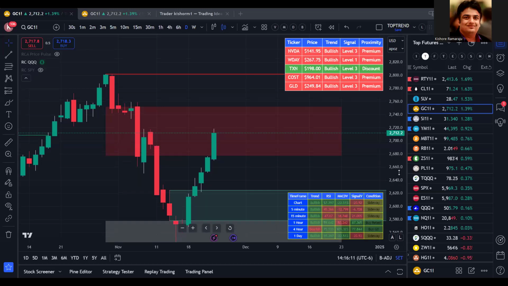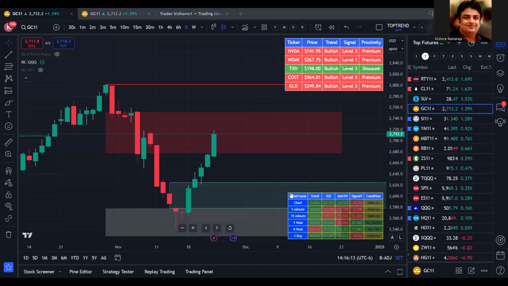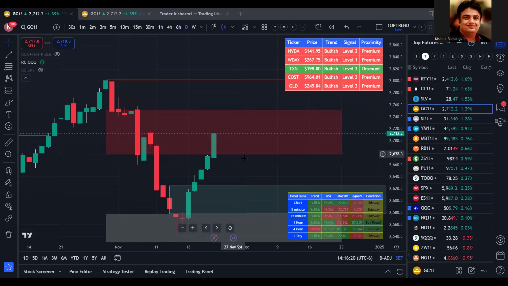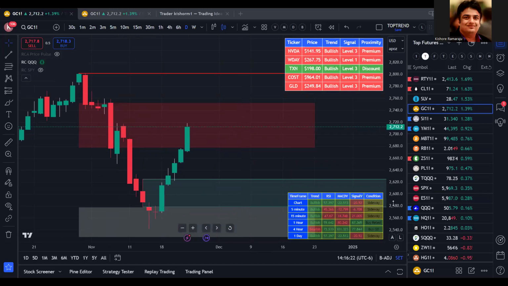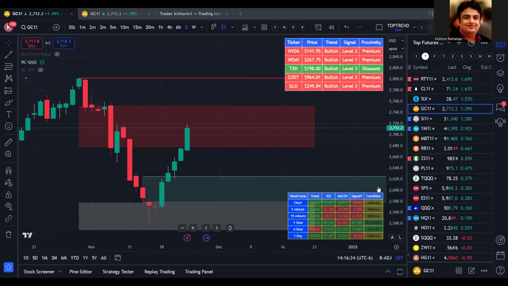So this is my first indicator, right? We can take a lot of examples, but let me take an example of gold. As I said earlier, it is always better to start with a higher time frame when you want to do analysis.